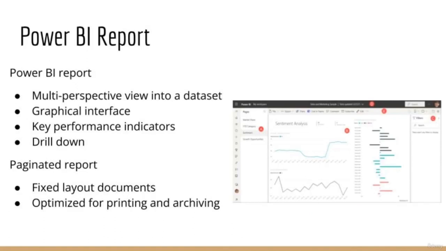A Power BI report is a multi-perspective window into a dataset with visuals that represent different findings and insights from that dataset. A report can have a single visual or pages full of visuals. Power BI reports provide an interactive graphical interface, depict various key performance indicators, and support data exploration by using drill down. Paginated reports in Power BI now allow users to generate fixed layout documents optimized for printing and archiving, such as PDF and Word files.